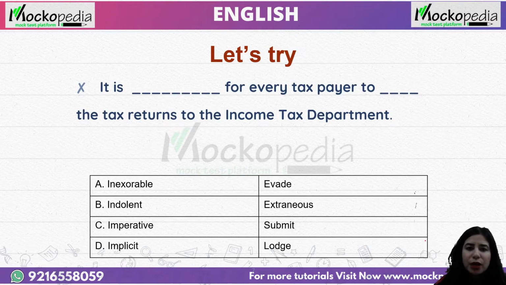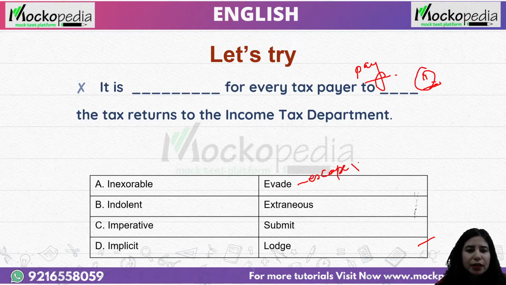So I'm going to start with the second blank. I find it far easier. So I'm going to pick this blank. So it is dash for every taxpayer to pay the tax returns, right? So this is important. Evade is escape. So this choice can be eliminated. Extraneous is something which is unnecessary. So this choice can also be eliminated. Pay and submit can match. Lodge is when you lodge a complaint, right? You don't lodge the tax. So this also goes out.